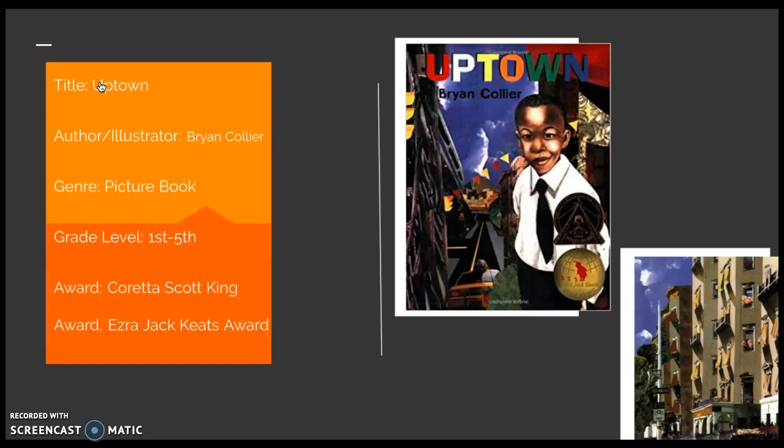I chose this book because it beautifully captures African American culture in Harlem, and I think including different cultures and races into the classroom is very important. I also liked how it features real destinations in Harlem.